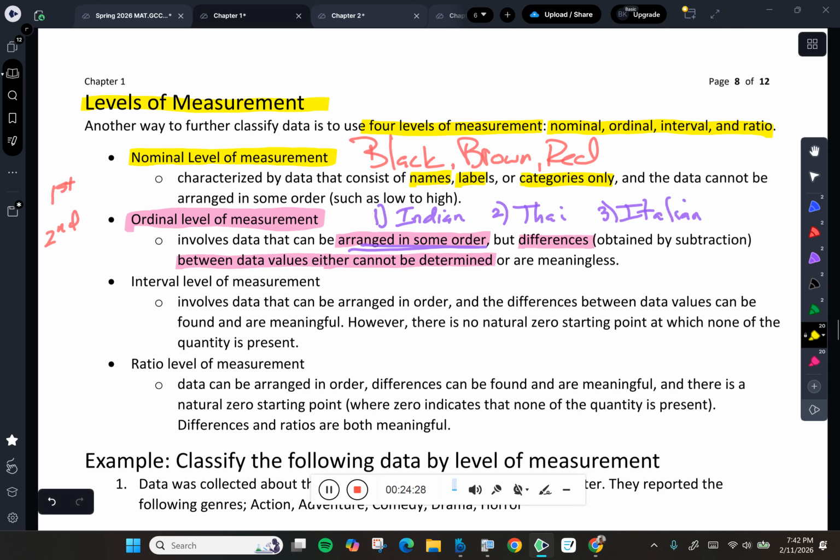After that, the next level is to hop up to the interval level of measurement. Now, interval looks a lot like ordinal in that the data can be arranged in order, but the differences between values can be found and are now meaningful. So what does that mean? Well, what I can do is subtract values, and that difference now means something.